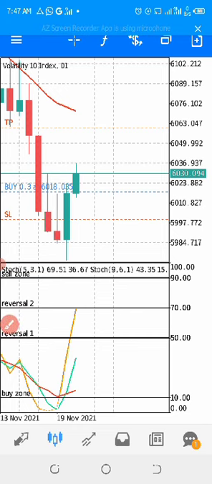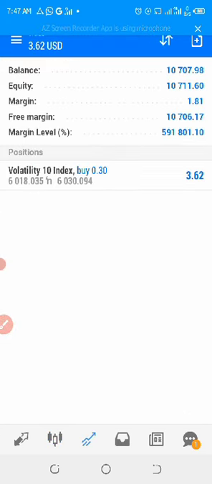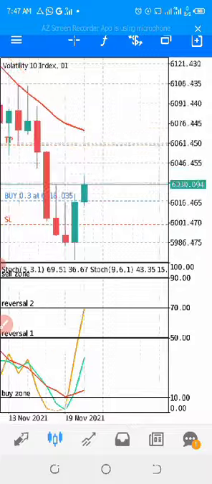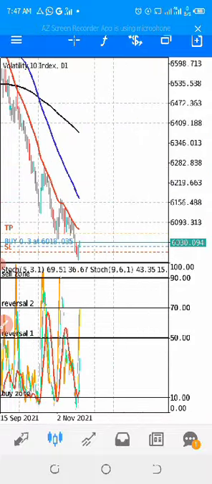So that is how. I don't want this video to be too long. That's how you can use the stochastic to take your trade, combined with support and resistance.